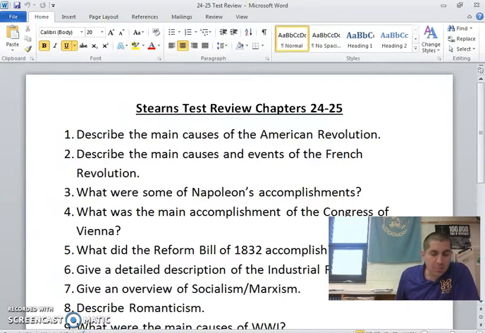Question number 10. Briefly describe European imperialism. Basically, the Europeans felt that they were superior to everybody else. And so they went out and claimed new land. They used government officials, missionaries, and even farmers helped control the new territories that they claimed.